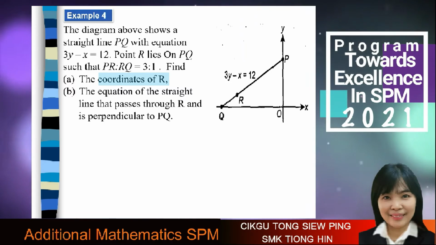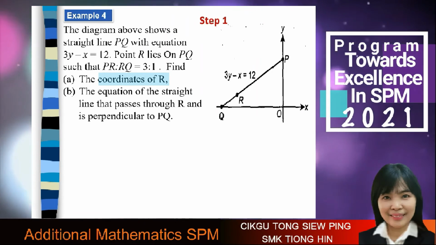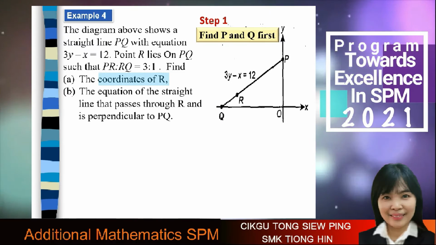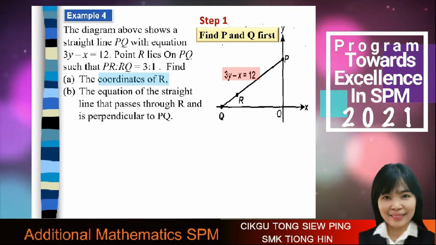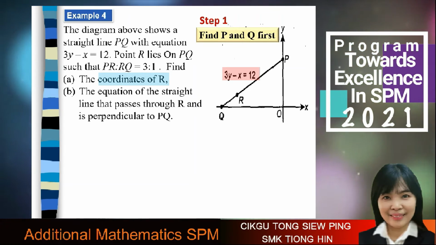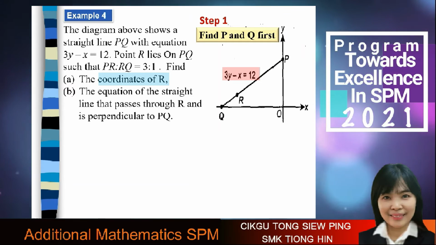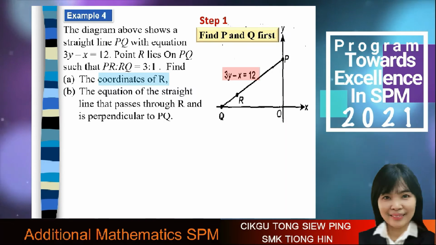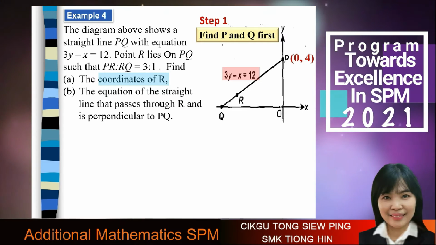Before we get the coordinates of R, we need to determine the coordinates of P and Q. These two points are on the straight line 3y minus x equal to 12. P is the y-intercept, which means that if the x value equals 0, then y is equal to 4. So the coordinates of P are 0 and 4.